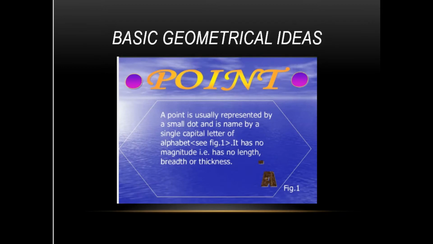Moving to next, that basic thing in this is a point from where we start our geometry. Point is usually represented by a small dot and is named by a single capital letter of alphabet. As you can see below, there is an alphabet written A. It has no magnitude, that is, it has no length, breadth, or thickness.